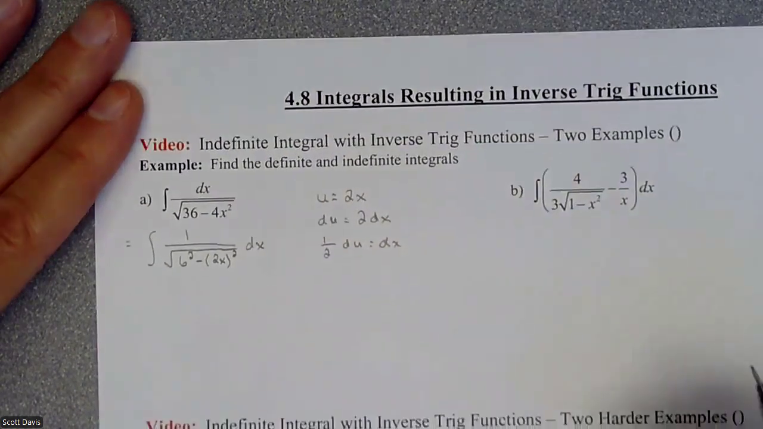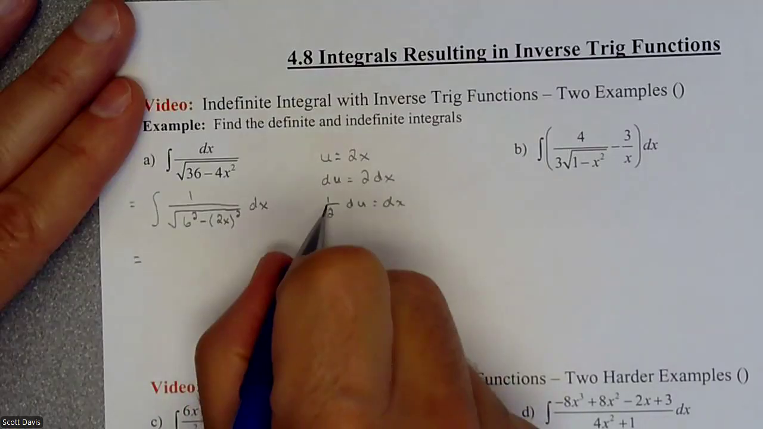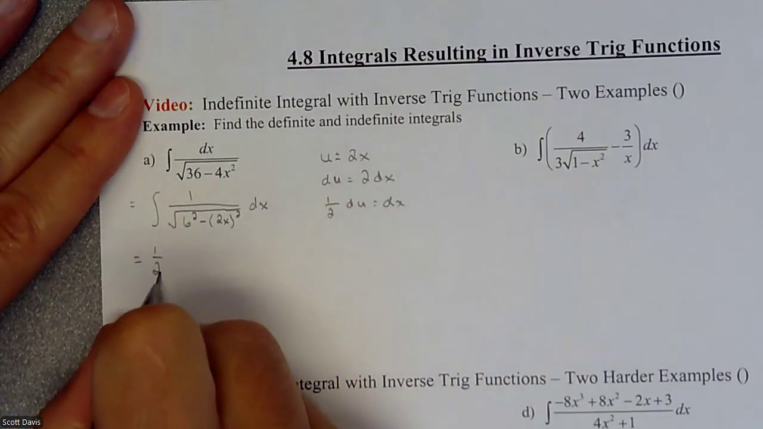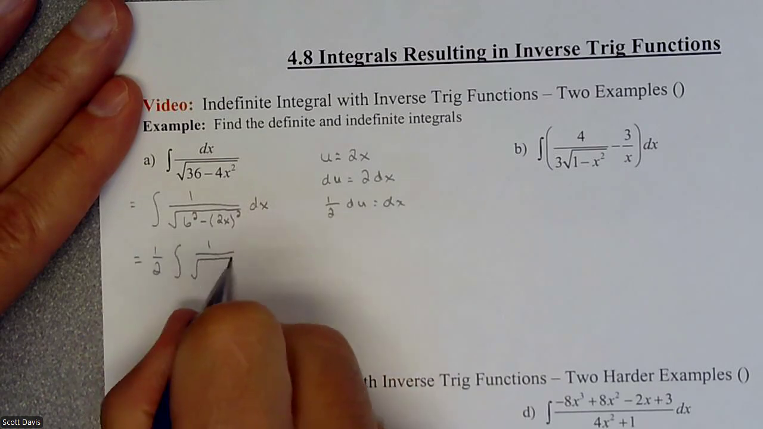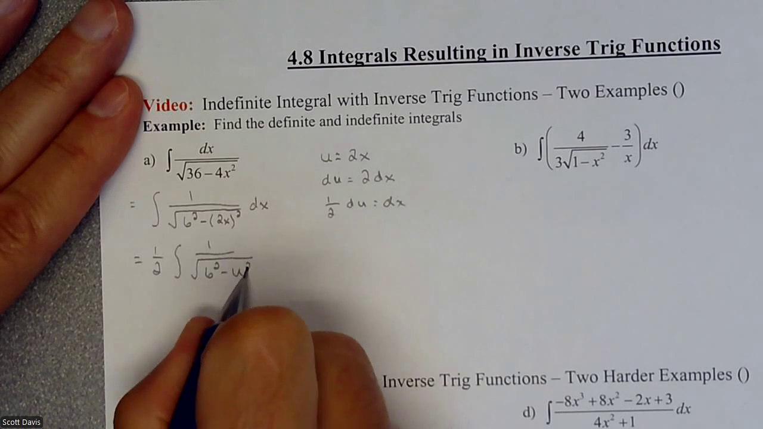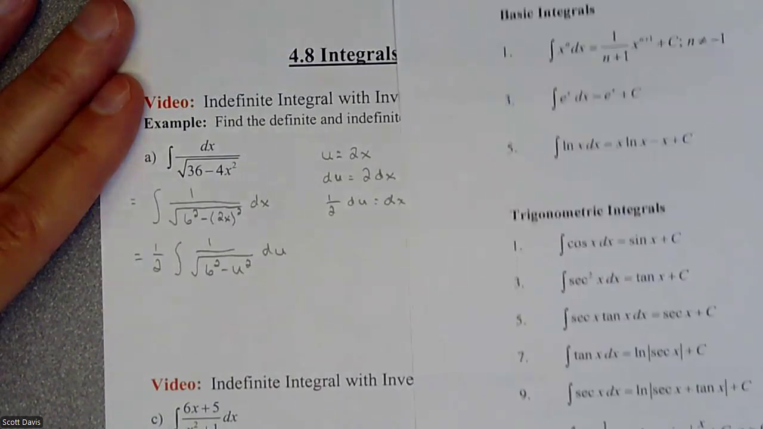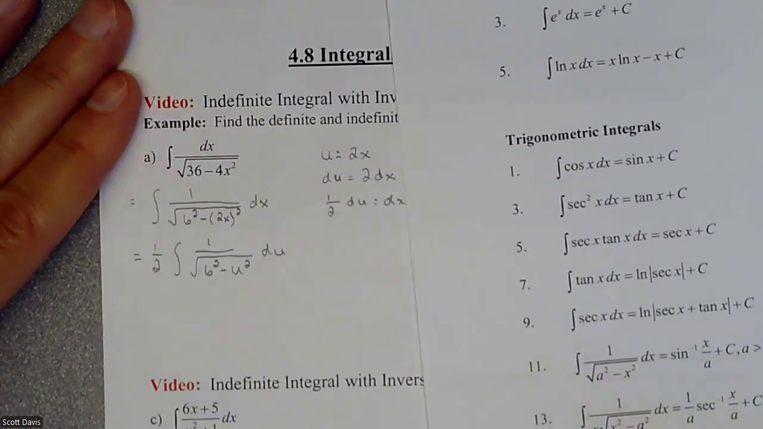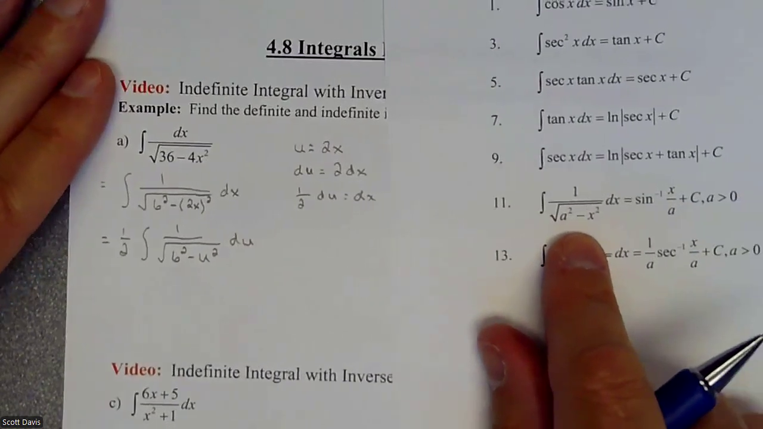Okay, so let's rewrite it, and then I can perfectly sub in and use the formula. I'll pull the 1/2 out, and I'm looking at 1 over square root of 6 squared minus u squared du. Okay, so now I perfectly have the formula. There it is. I can just sub in my pieces.